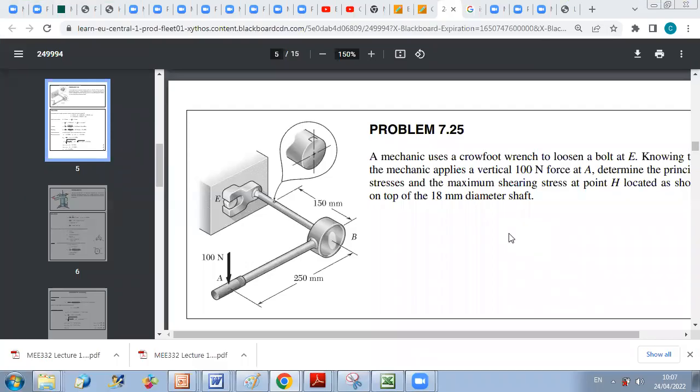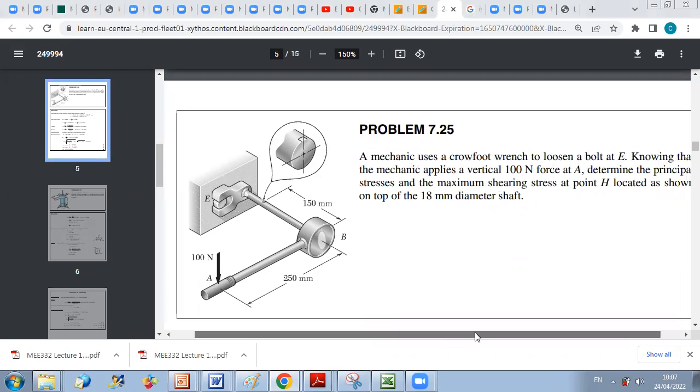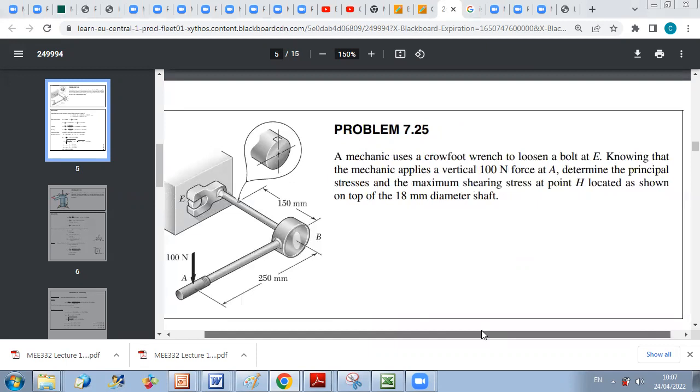In this problem, a mechanic wrench is used to loosen a bolt at E. Knowing that the mechanic applies a vertical 100 Newton force at A, determine the principal stresses and the maximum shearing stress at point H, located as shown on the top of the 18 millimeter diameter shaft.